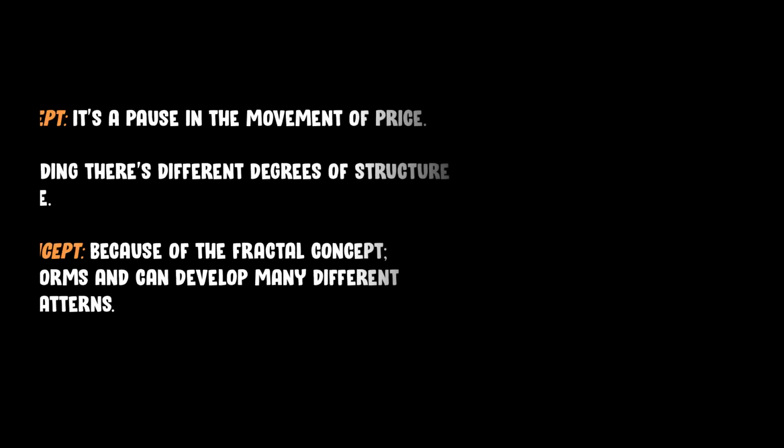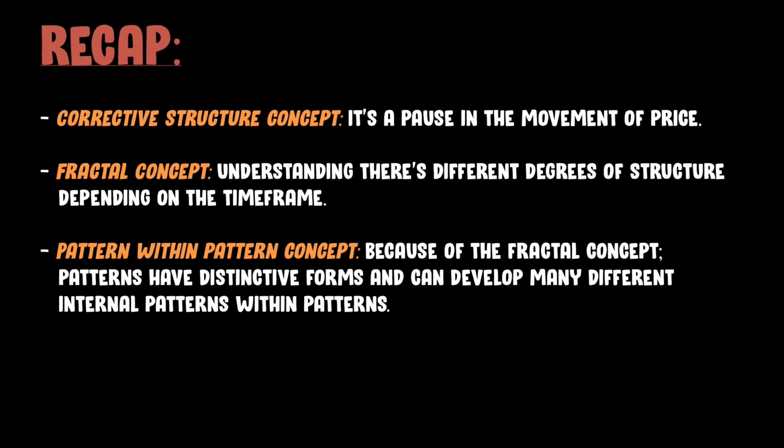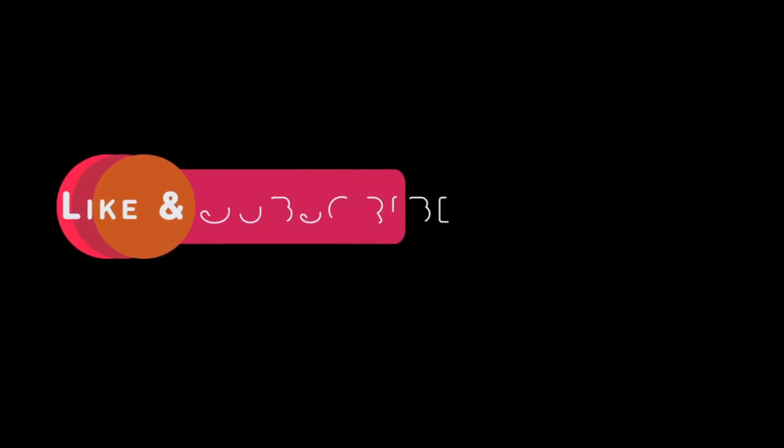Okay, before we end, let's do a quick recap. Corrective structure concept: corrective structures are a pause in the movement of price. Fractal concept: understanding there are different degrees of structure depending on the time frame. Patterns within patterns concept: because of the fractal concept, patterns have distinctive forms and can develop many different internal patterns within patterns. So, I'm going to end it here.